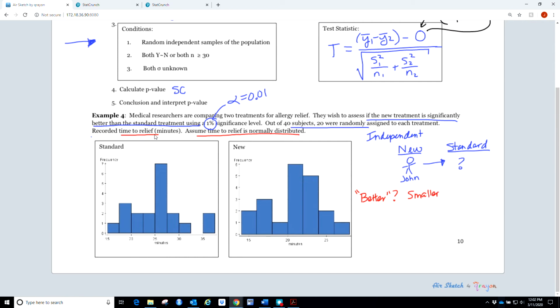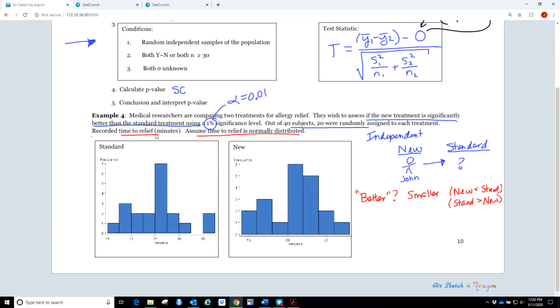So in a sense, what we want to see is that the new treatment will have a smaller time than our standard treatment. Or I could also say that the standard treatment would be larger than the new treatment. Those are both saying the same thing.